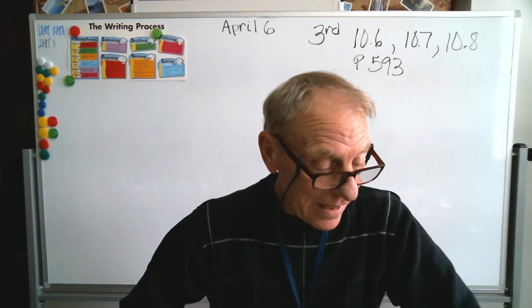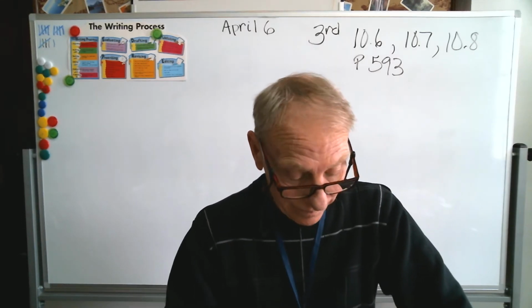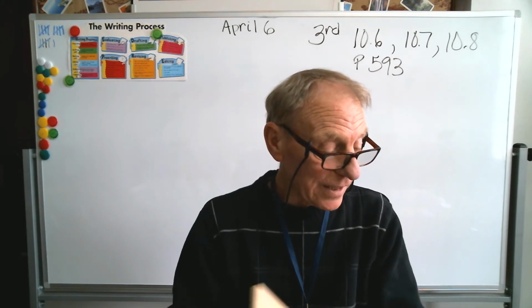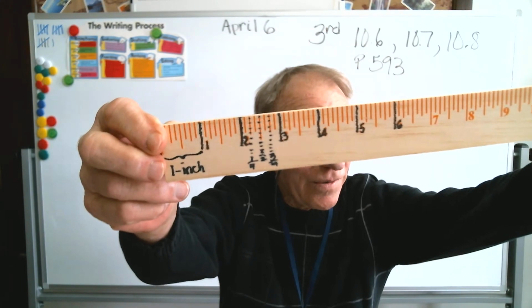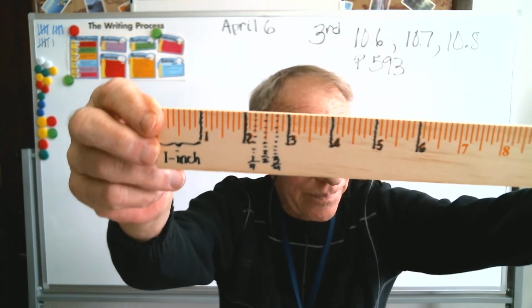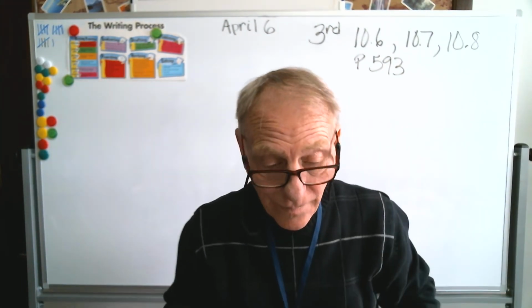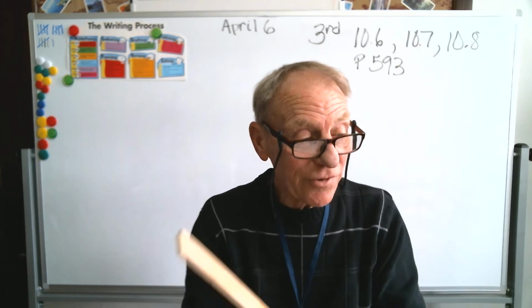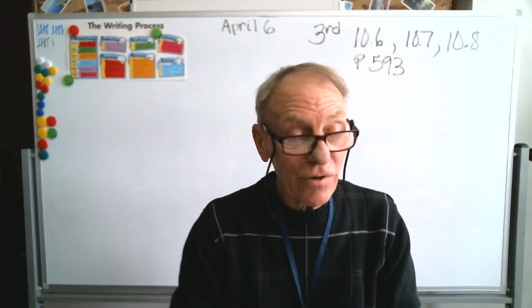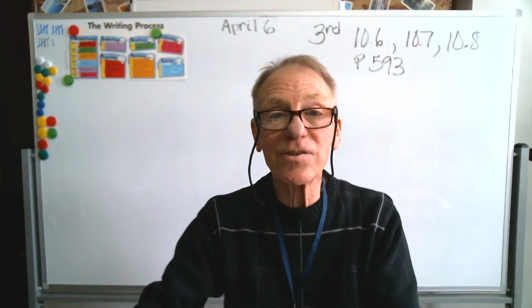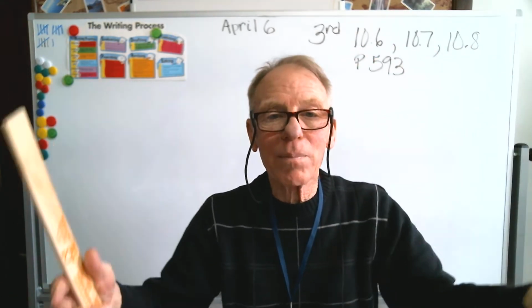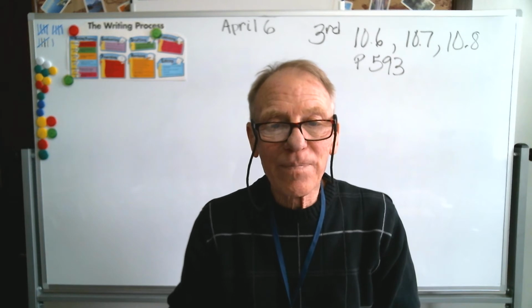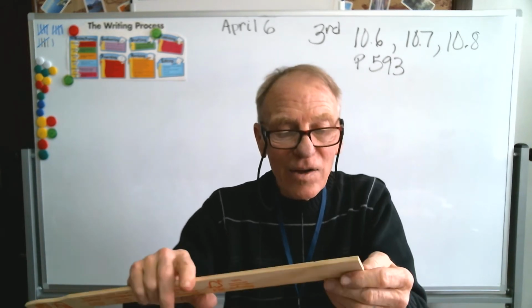On page 593, the first thing they show you is a ruler. And, you know, it's like anything else. If you don't put one in your hands, if you don't look at it, if you don't try to figure out what it is, then it's just air bubbles in your head. You got to look at it.